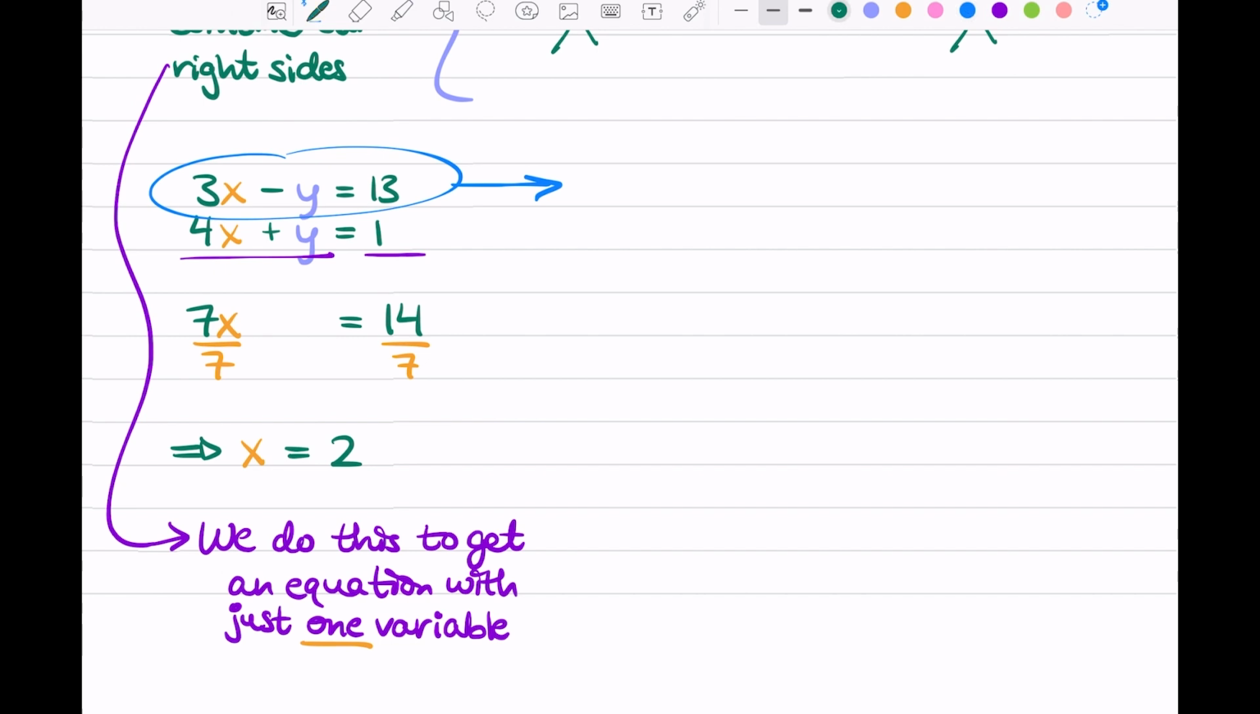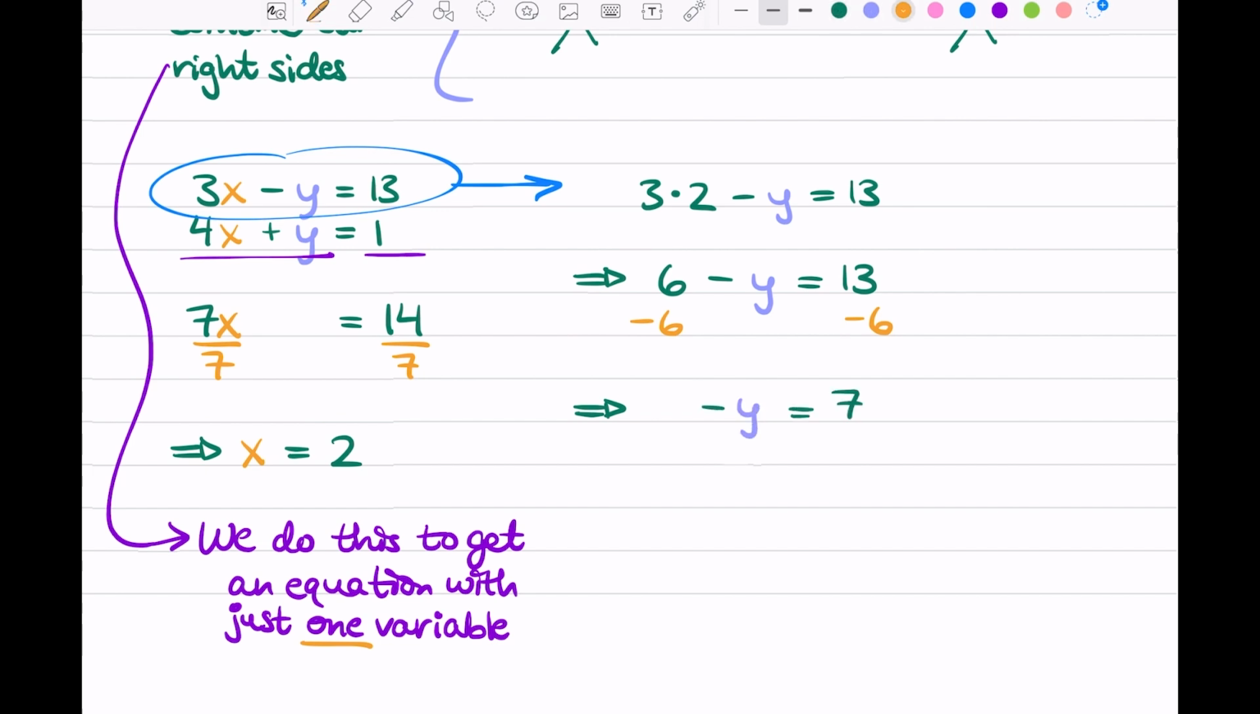If we use our first equation, we'll have 3 times 2 minus y equals 13. Simplifying this, we have 3 times 2 equals 6, minus y equals 13. We can subtract 6 from both sides, leading to negative y equals 7. Divide both sides by negative 1, and we have y equals negative 7. So the solution to our system of equations is x equals 2 and y equals negative 7.